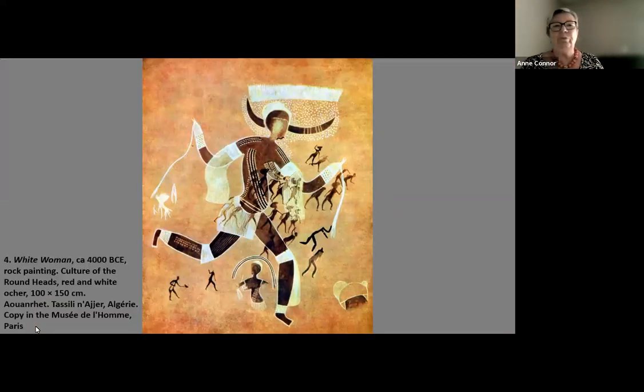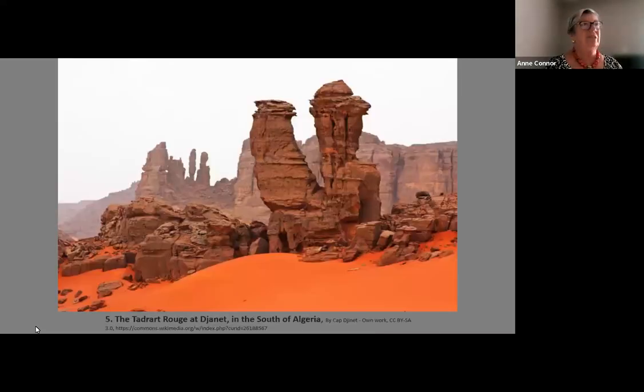And this is a reproduction of an actual rock painting. This is the copy that is in the Musée de l'Homme in Paris, of a shaman dancing, with people around him, a white woman actually. Just a breathtaking picture of that part of the desert. It is really red. They call it the Tadrart Rouge at Djanet in southern Algeria. That's their Sedona, without the houses.